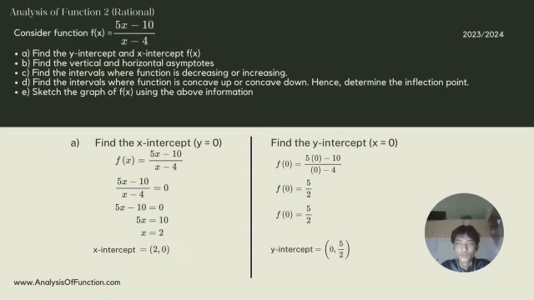I'm going to explain about analysis of function, two rational. So our function is 5x minus 10 over x minus 4. First we need to find the x-intercept and y-intercept. To find the x-intercept, we need to equate the equation with 0.